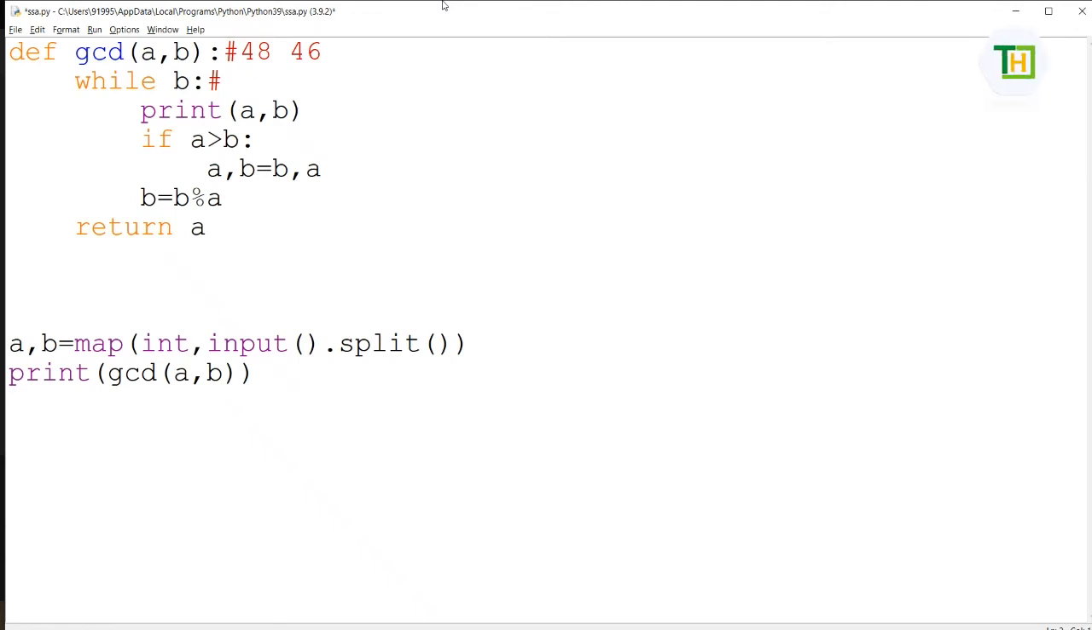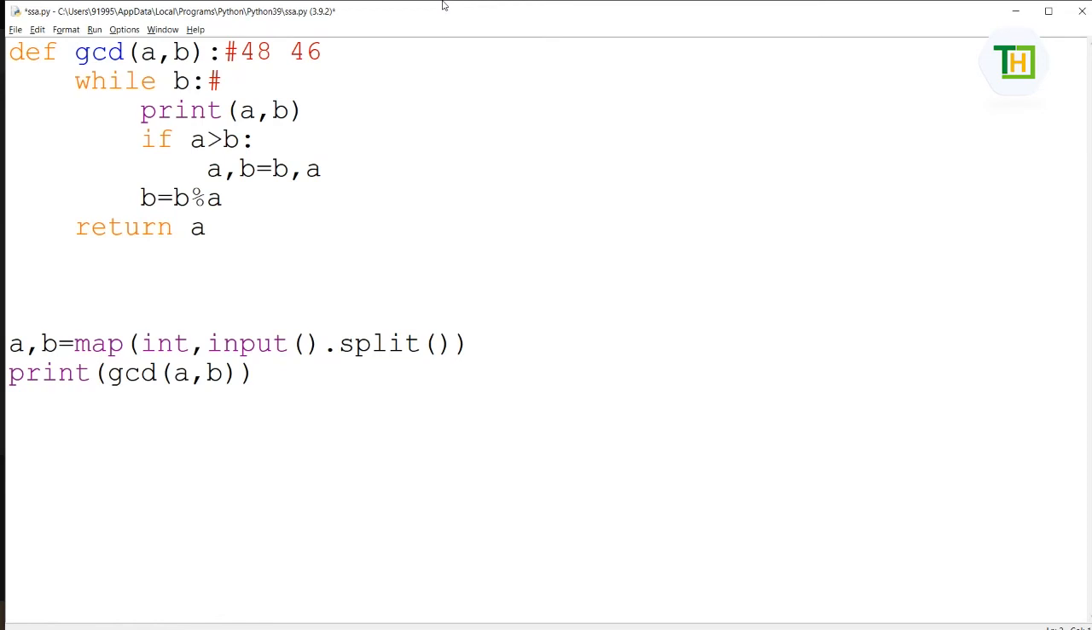That means here, why am I writing while B? If it is 0, I have to stop. If B is 0, I have to return A. That's why I'm going to write while B. We can write it like this also: if B is greater than 0 or B is not equal to 0, we can write all these statements. All are true. Instead of writing the condition, I'm writing while B. That's it. While 46, is it true or false?